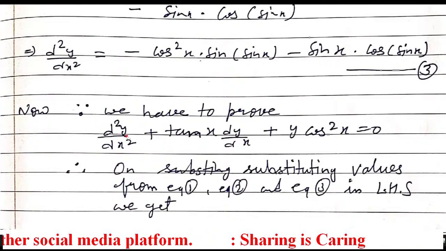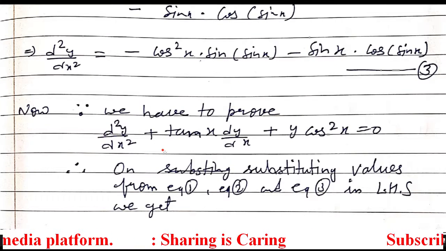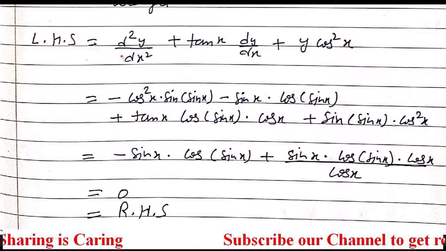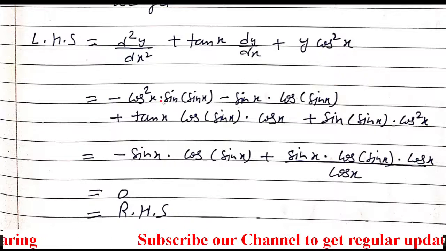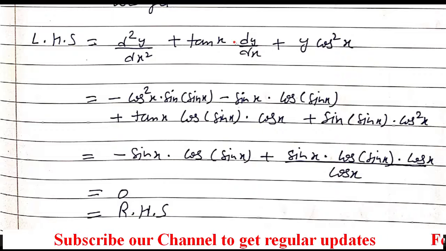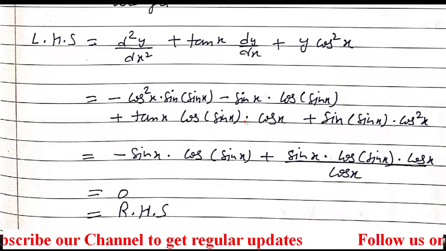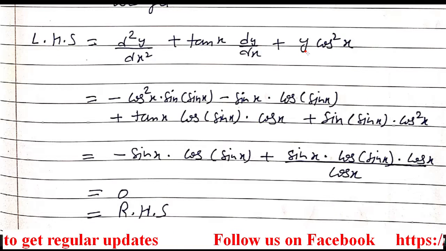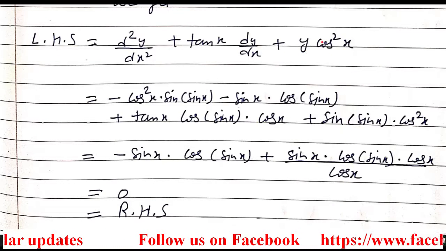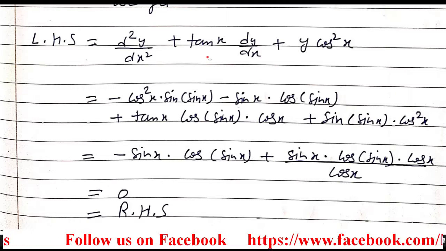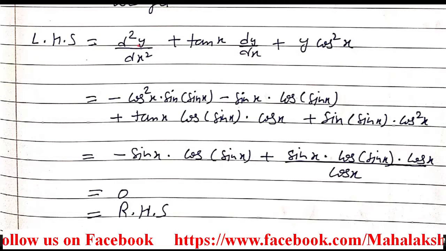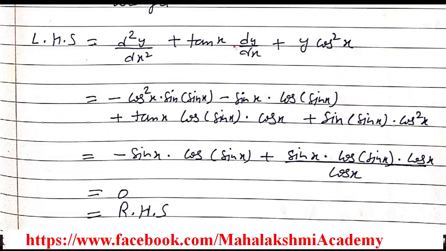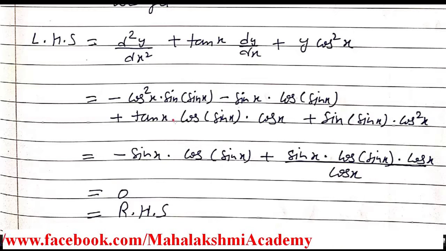Now in the left hand side we will use whatever we calculated from equations 1, 2 and 3. When we replace the values of the second order derivative, we will obtain this, and then tan x multiplied by the first order derivative, and then the y value already given in the question, that is sin(sin x), and then cos²x as it is. So in this equation I replaced the values of the second order derivative, the first order derivative, and the value of y. Tan x and cos²x I kept as it is.